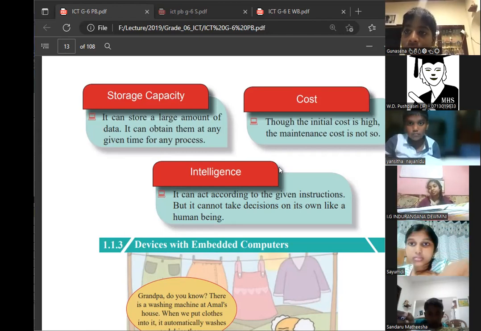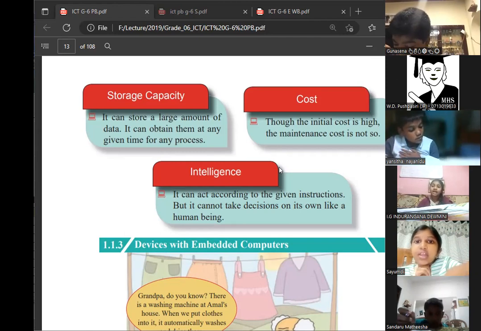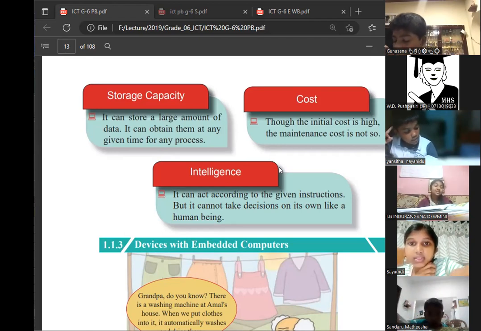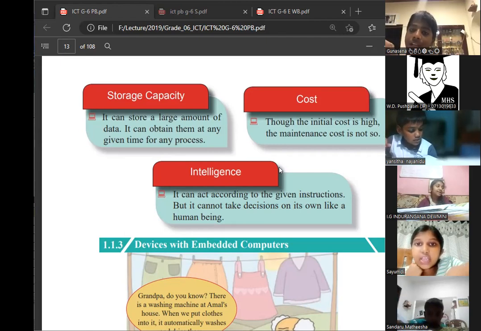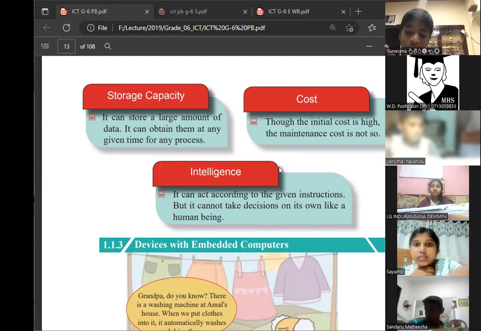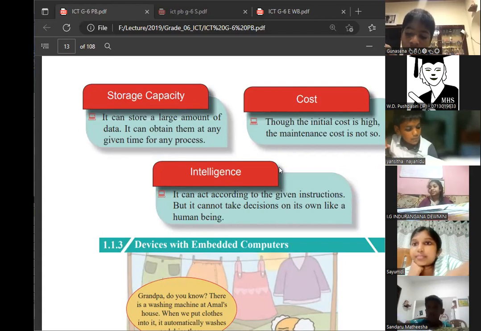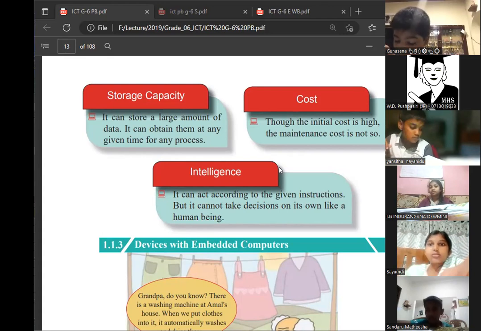Okay. Speed and efficiency. Accuracy. Reliability. Consistency. Storage capacity. Cost. Intelligence.